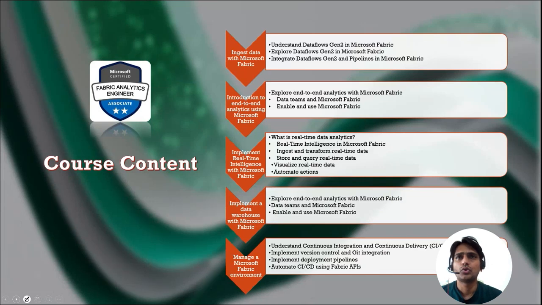So next is the actual core content. I'll not go into detail on these topics. I'm just flashing up on the screen how exactly the course content looks. This is again as per the Microsoft certification course content. They have divided it into 5 different modules, and each module has its own topics, right?